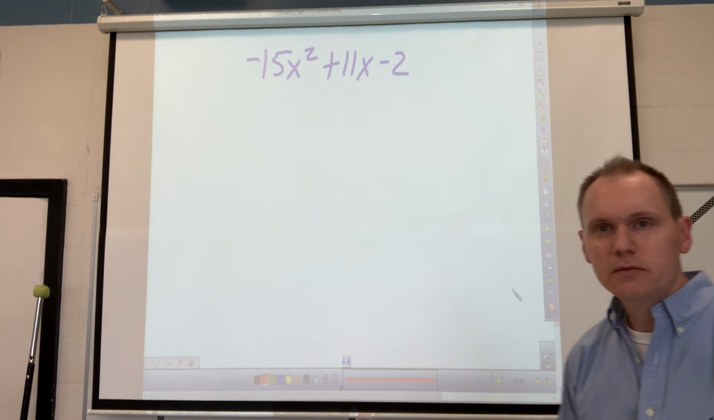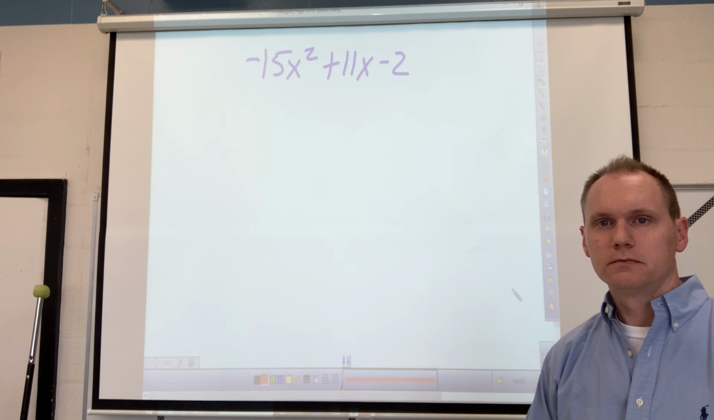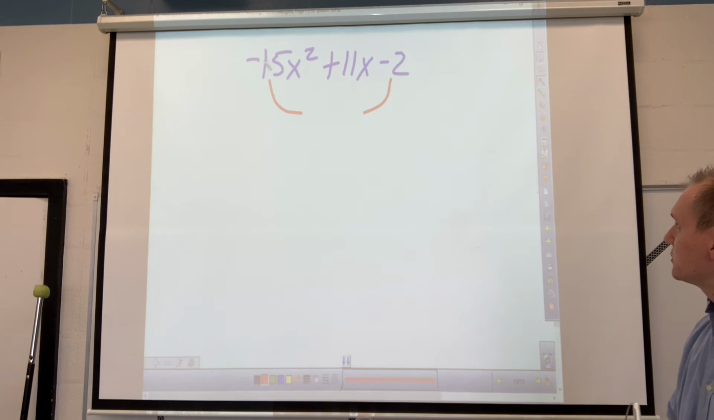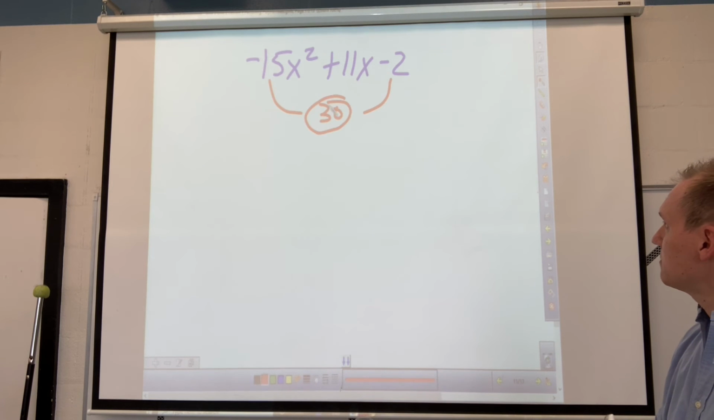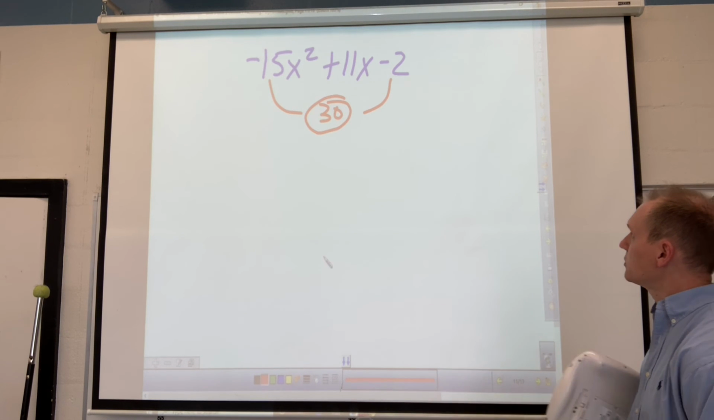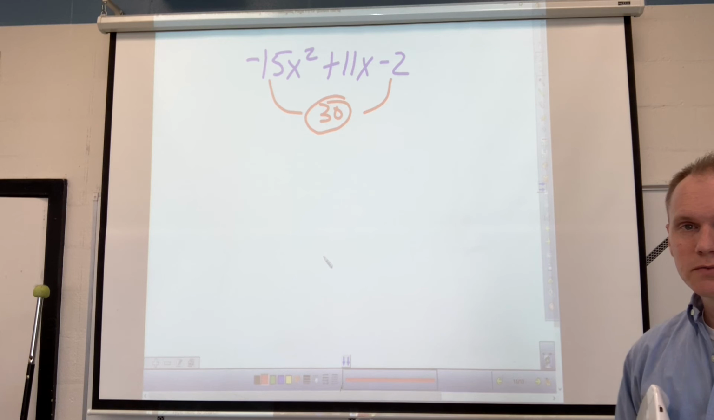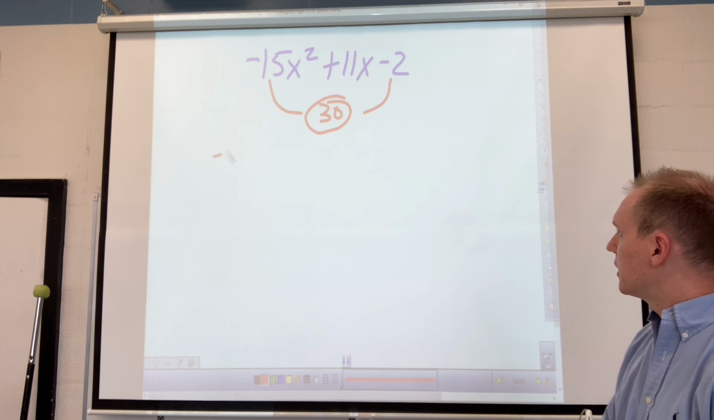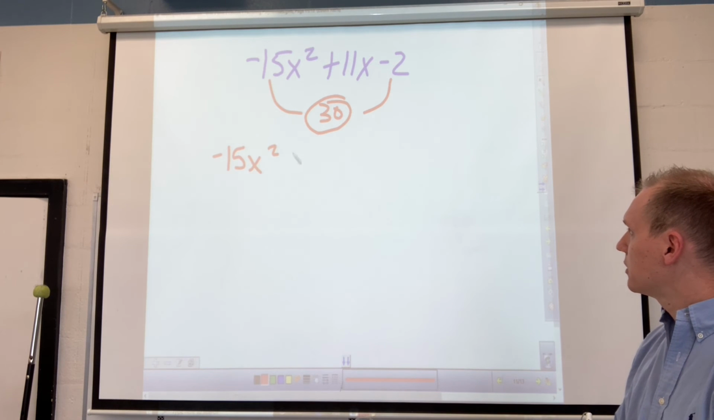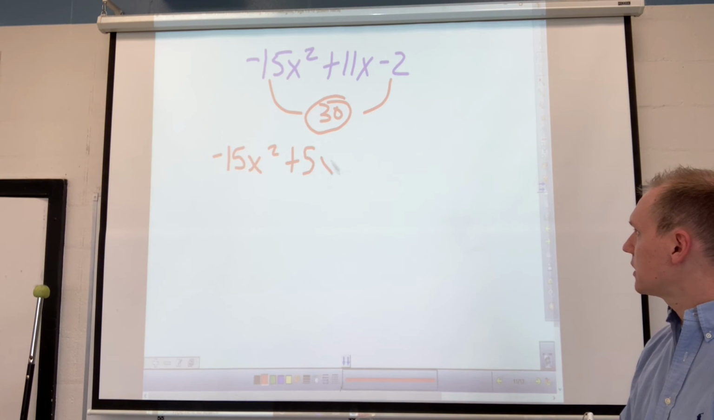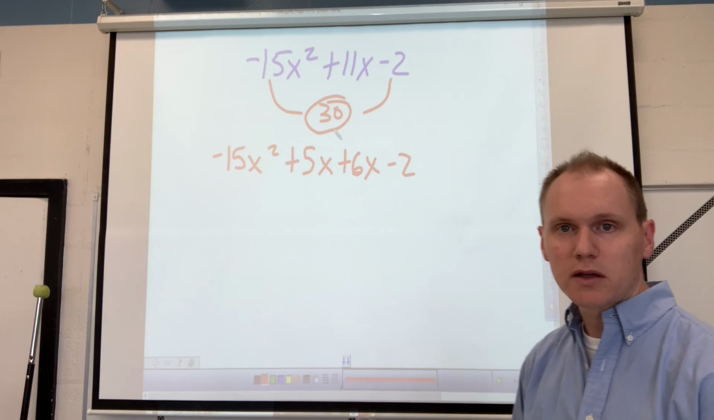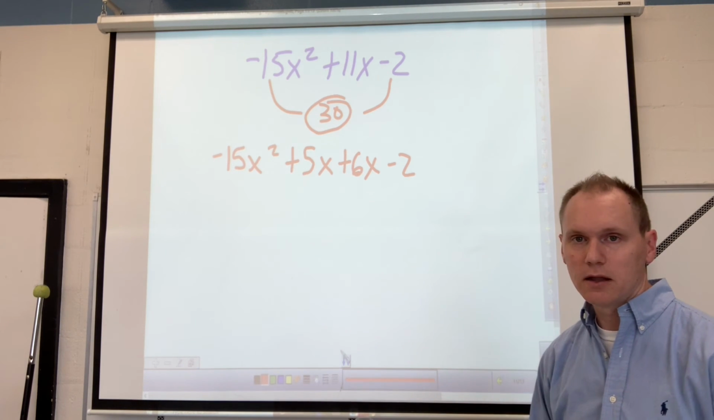All right, so take a second and try this one. In this case, we're actually trying to get positive 30 this time. And so we're trying to think of two numbers that multiply to give us positive 30 and add to give us 11. And hopefully you were able to come up with positive 5x and positive 6x, because 5 and 6 multiply to give us 30, but still add to give us that 11.